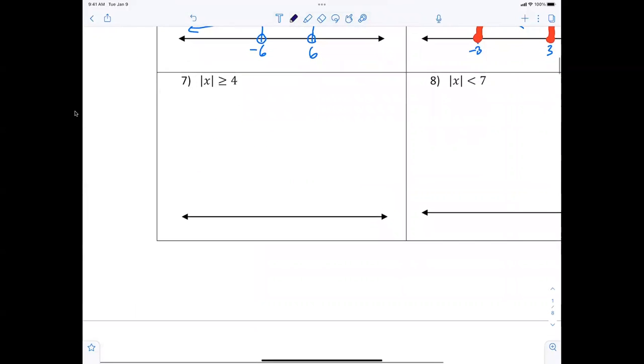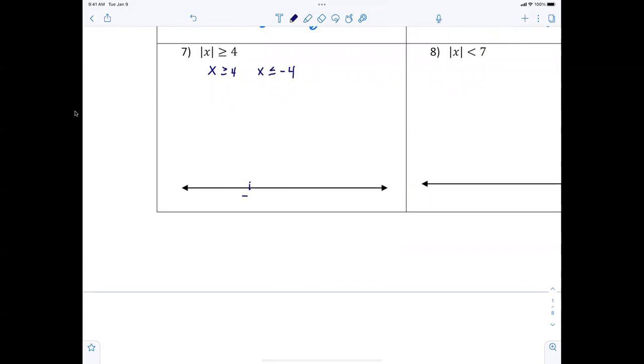Now let's take a look at absolute value of x is greater than or equal to 4. So we're writing it x greater than or equal to 4, x less than or equal to -4. Again, I like to put the answers down. -4, 4, greater than or equal to, less than or equal to. Now again, remember, those are solid dots.